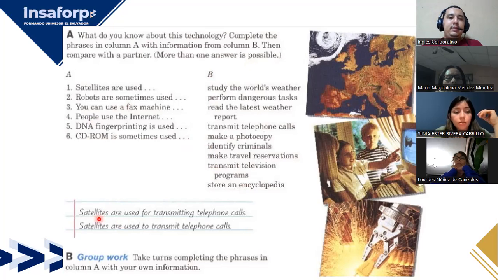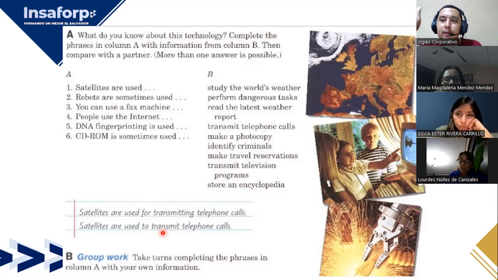Here we have some examples. Satellites are used for transmitting telephone calls. Satellites are used to transmit telephone calls. To transmit and for transmitting. If you see, we have the same sentence, just in the first one we are using a gerund, and in the second one we have an infinitive. And the two of them at the end give the same meaning, the same message. And that is not going to differ according to the idea we want to express to the other person, right?